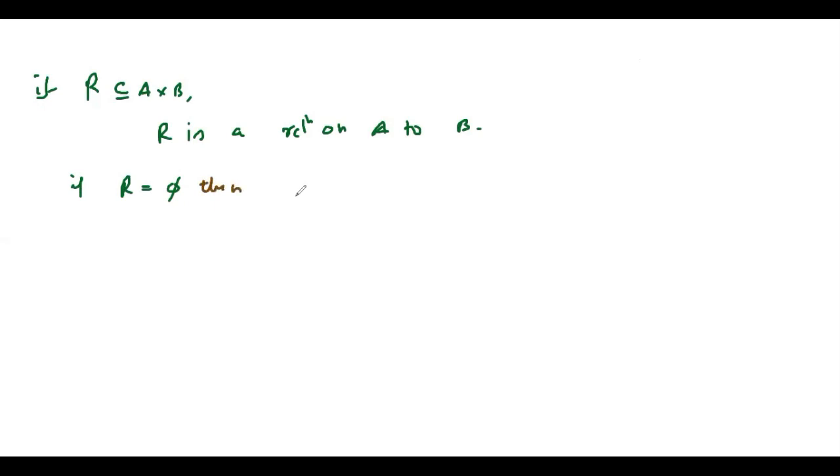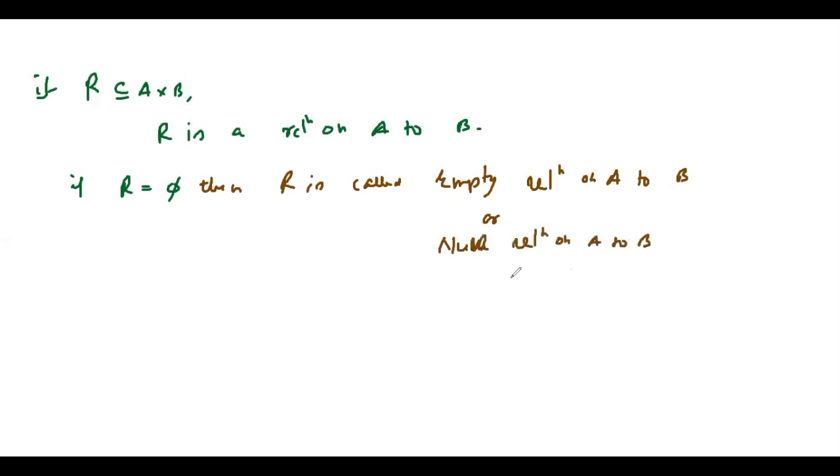then R is called an empty relation on A to B, or instead of empty relation, you can say null relation on A to B, or you can say void relation on A to B. The choice is totally yours, whichever name you want. Basically, we use empty only.